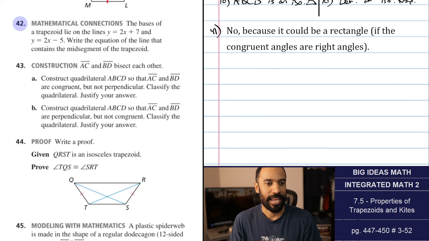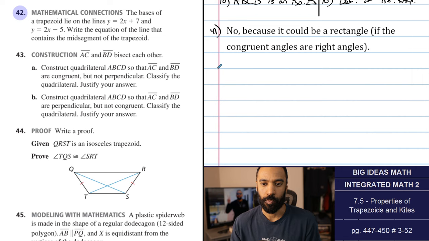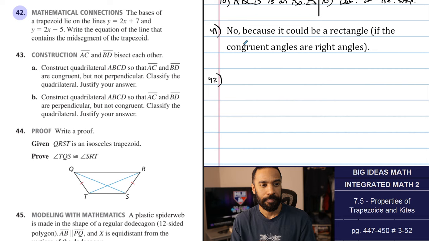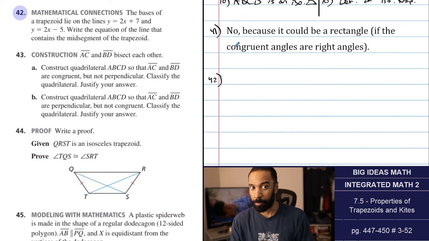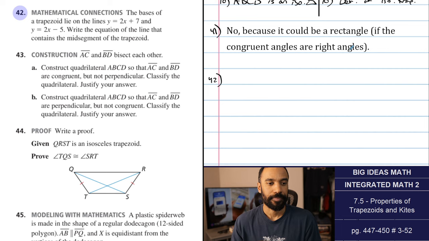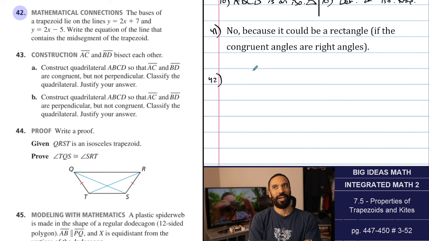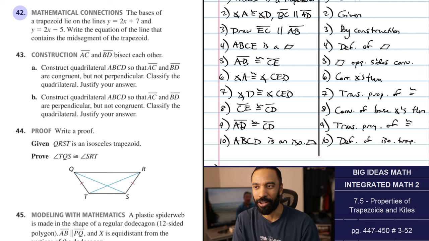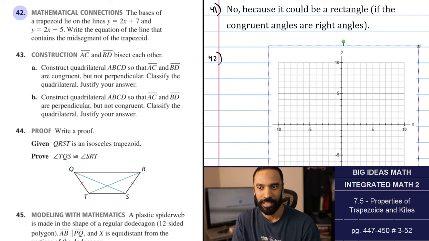Mathematical connections, number 42. The bases of a trapezoid lie on the lines y equals 2x plus 7 and y equals 2x minus 5, which are parallel. Write the equation of the line that contains the mid-segment of the trapezoid. I'm going to guess y equals 2x plus 1. They don't ask me to explain why, but if these are two y equals equations, I don't know if this works by saying to average them, but here's basically what I'm doing. I'll go and use the graph. Because the slopes are the same, I'm just going to average the... So here's my 2x plus 7.